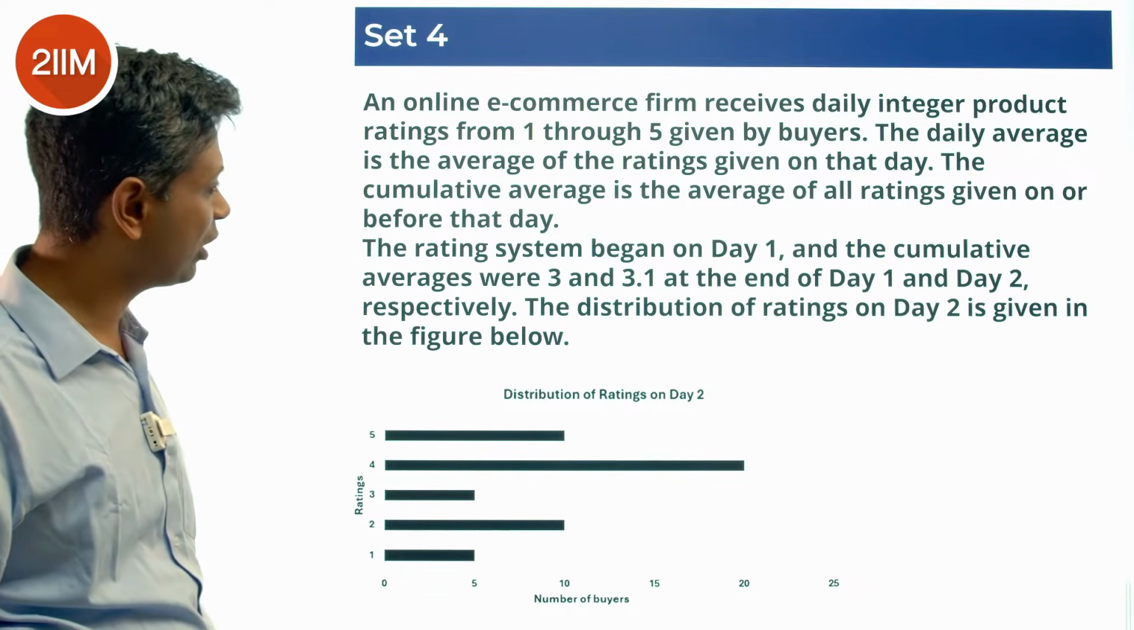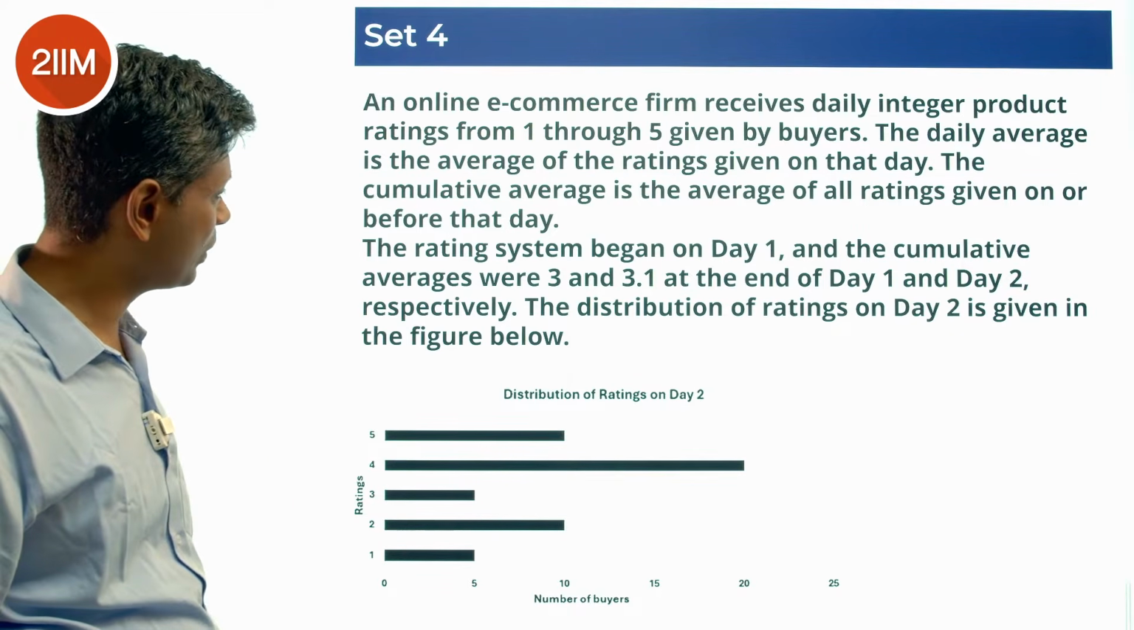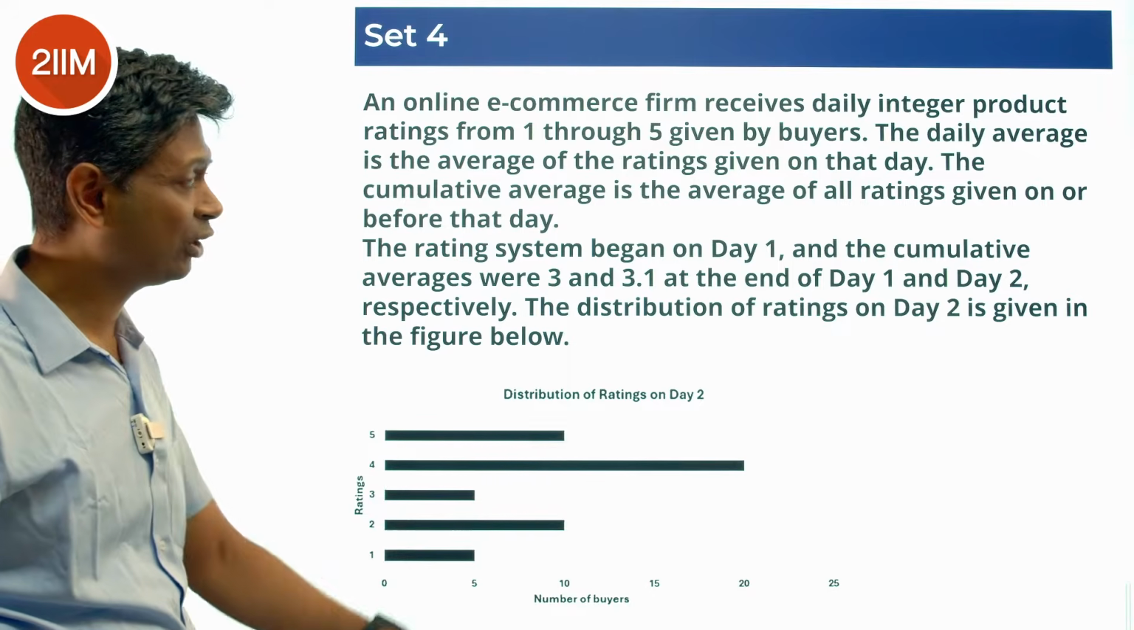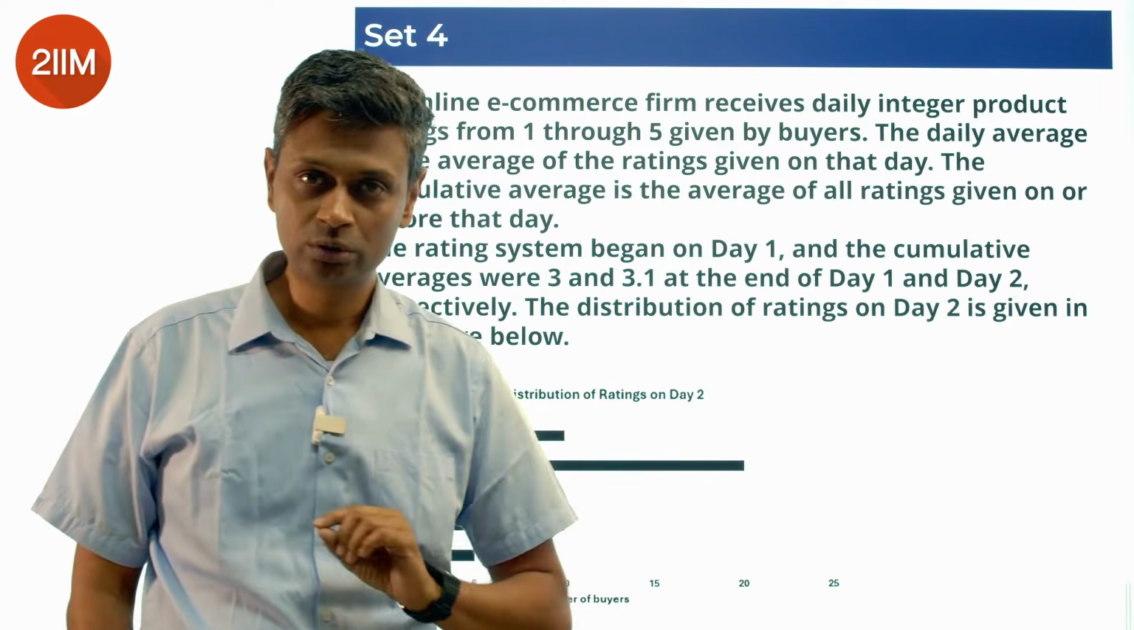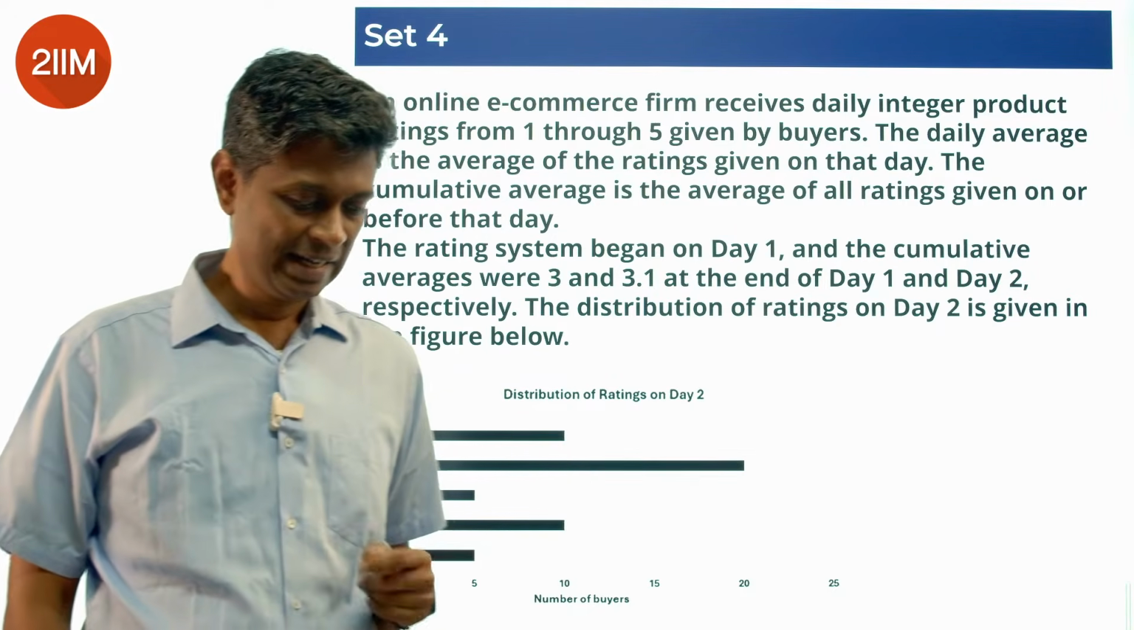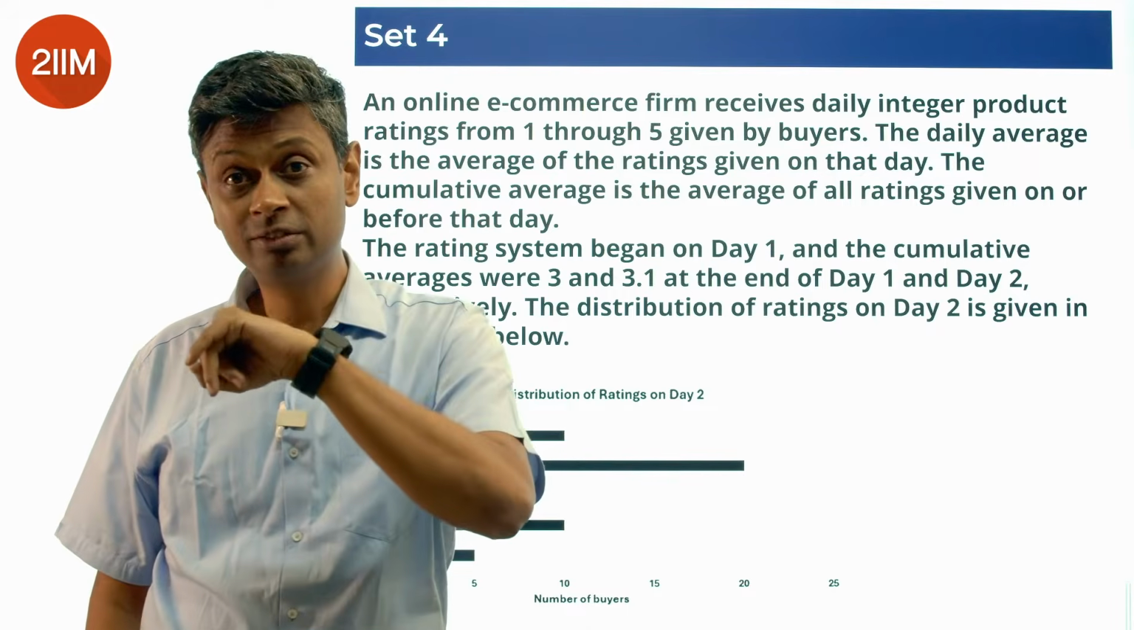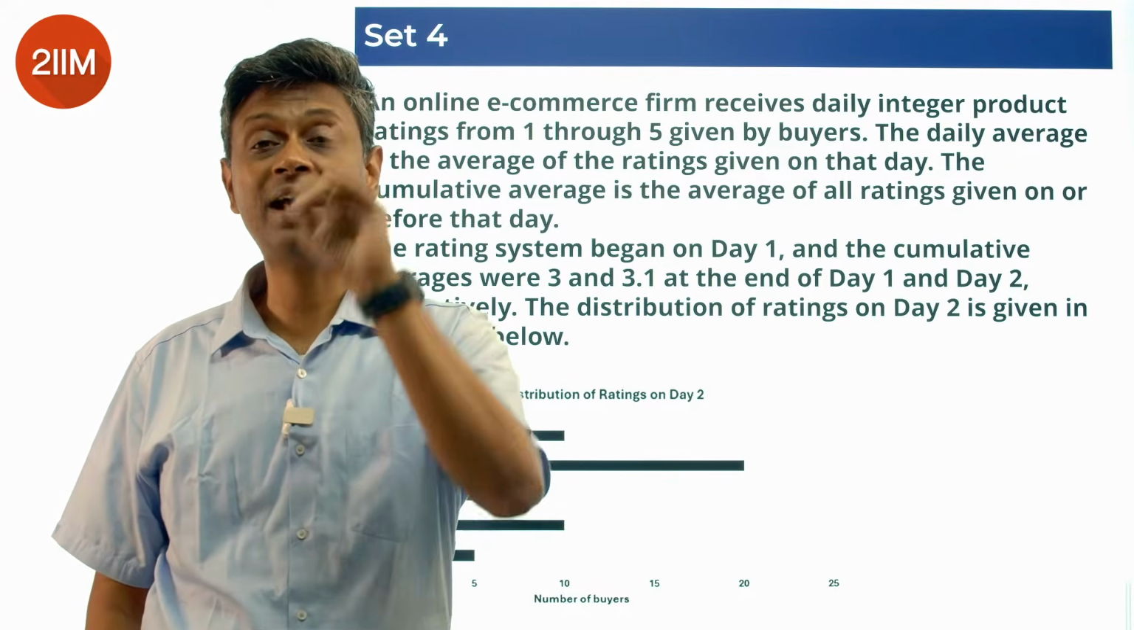The rating system began on day 1 and the cumulative averages were 3 and 3.1 at the end of day 1 and day 2. So day 1 average is 3. Day 2 average is something such that day 1 and 2 put together average is 3.1.